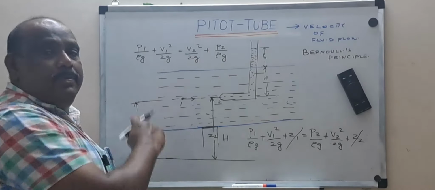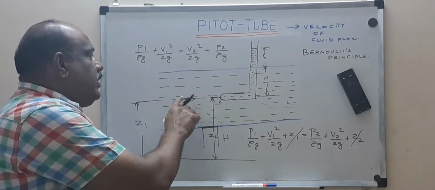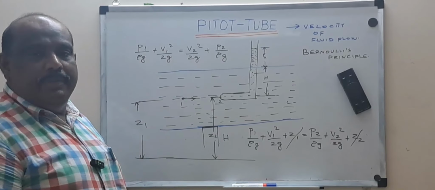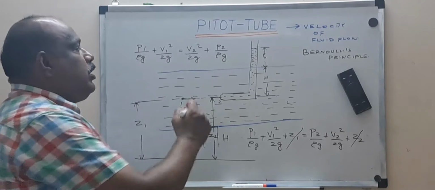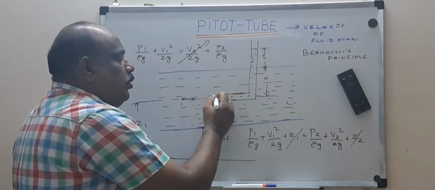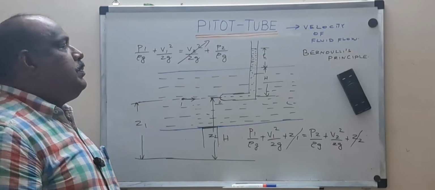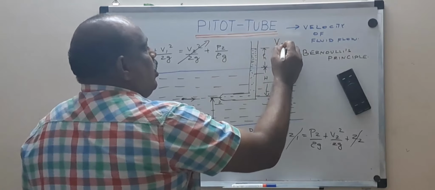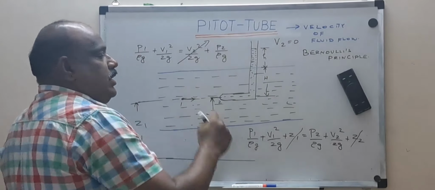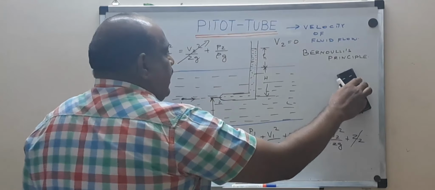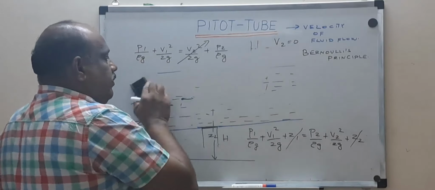Now, what about V2? At 1 there is a velocity, but what about V2? Yes, you are right. V2 is brought to 0. At point 2, the fluid is brought to rest, which means my V2 reduces to 0. So this term vanishes. I hope now I can erase this diagram.